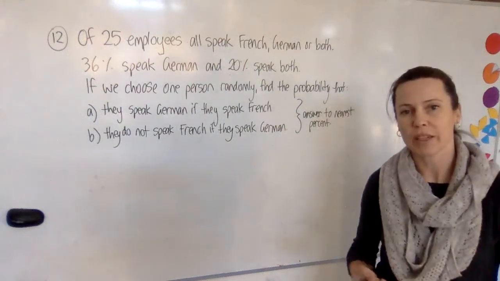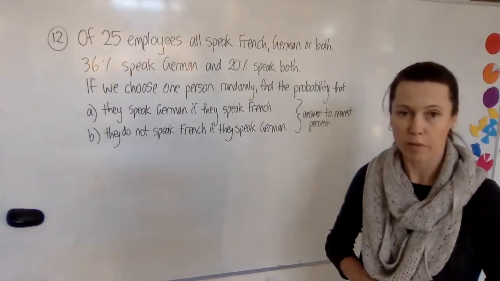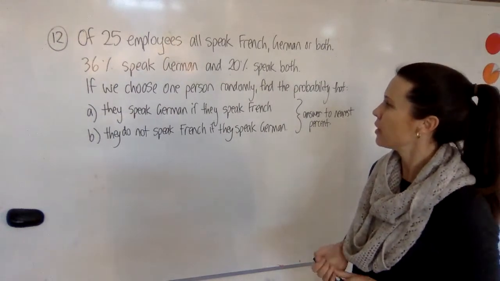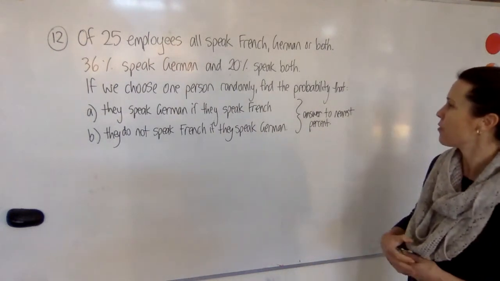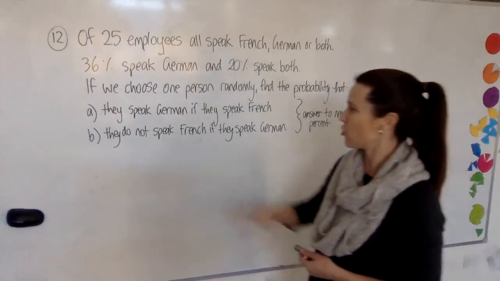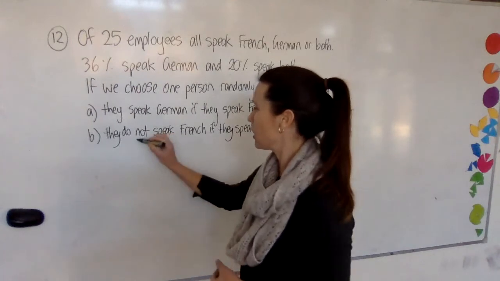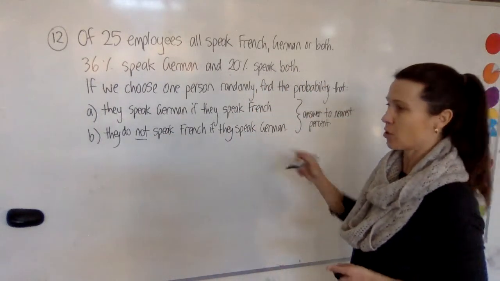Of 25 employees, all speak French, German or both. 36% speak German and 20% speak both. If we choose one person randomly, find the probability that they speak German if they speak French and that they do not speak French if they speak German.